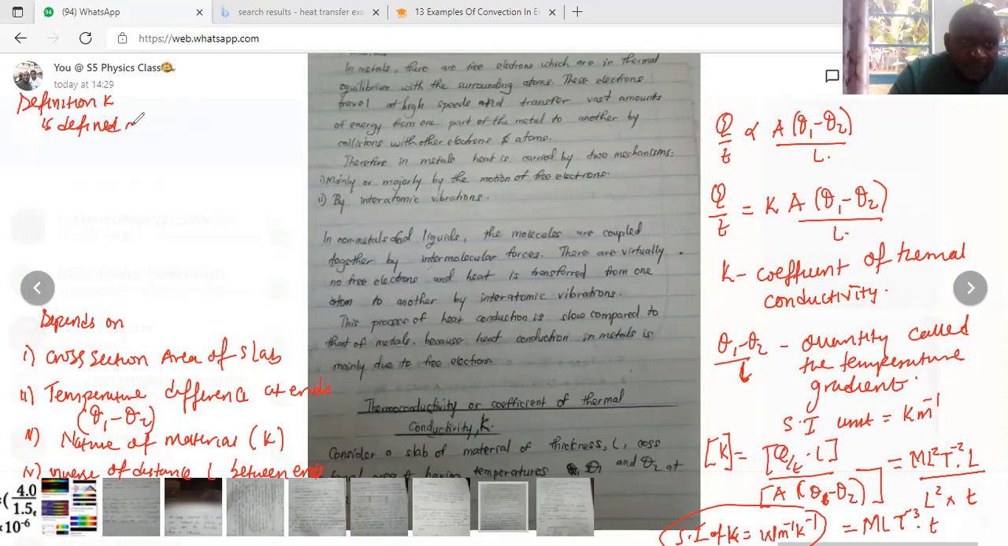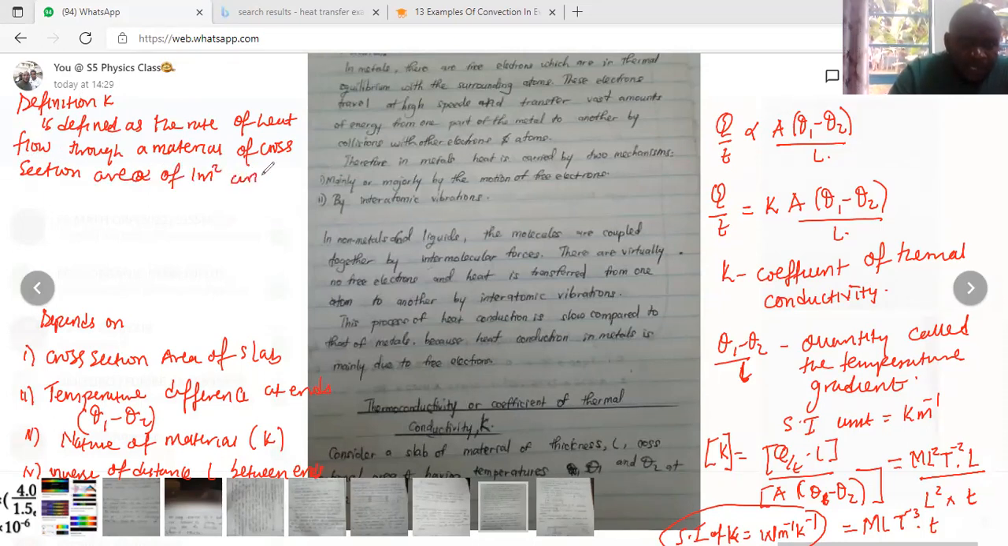K is defined as the rate of heat flow through a material of cross-section area 1 meter squared and temperature gradient of 1 Kelvin per meter. Sometimes it can also be defined as the rate of heat flow across opposite faces of 1 meter cube of a material between which the temperature gradient is 1 Kelvin per meter.